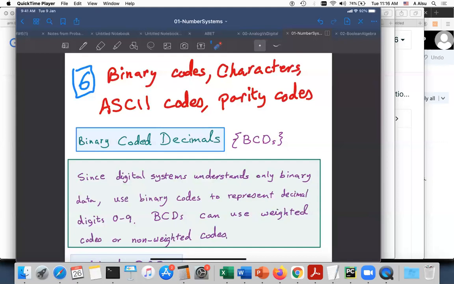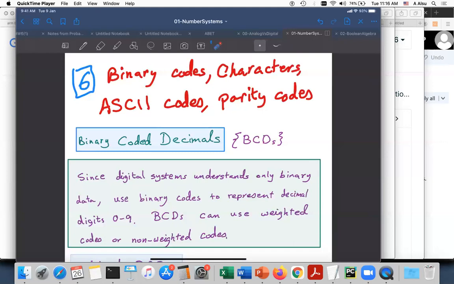The motivation to use these is that the digital system understands only binary data, and we human beings use decimal numbers, or decimal digits, right? So we need a way to code these decimal digits into binary, so that the computer, or the digital system, understands them. So BCD is the way to encode decimal digits and convey to the computer, in binary, what we need to be done in decimal.